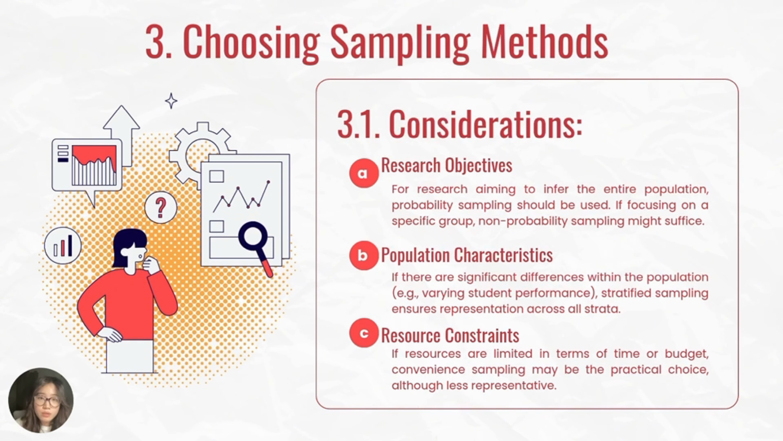Finally, resource constraints such as time, budget, and manpower will also influence the choice of sampling method. If you have limited resources, it may not be feasible to use a probability sampling method, as these methods can be time-consuming and expensive. In such cases, non-probability sampling methods, which are typically quicker and cheaper, may be more appropriate.